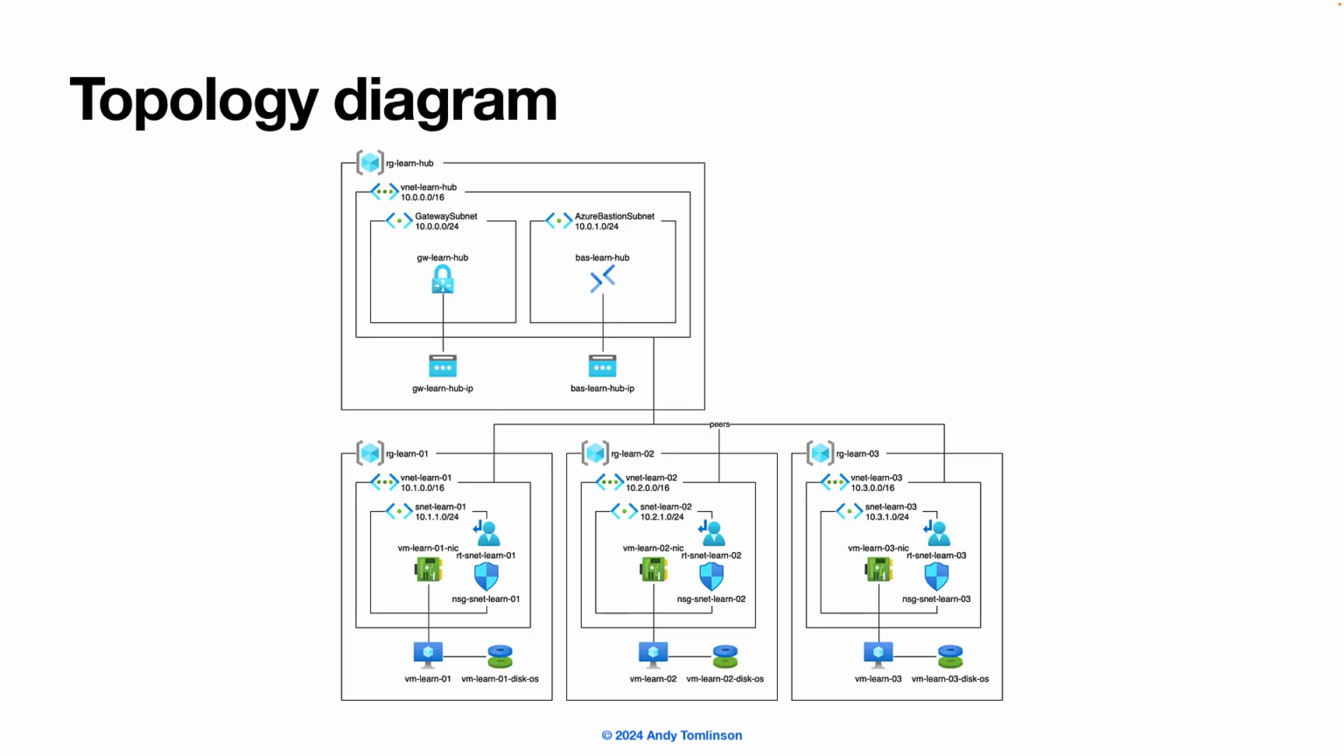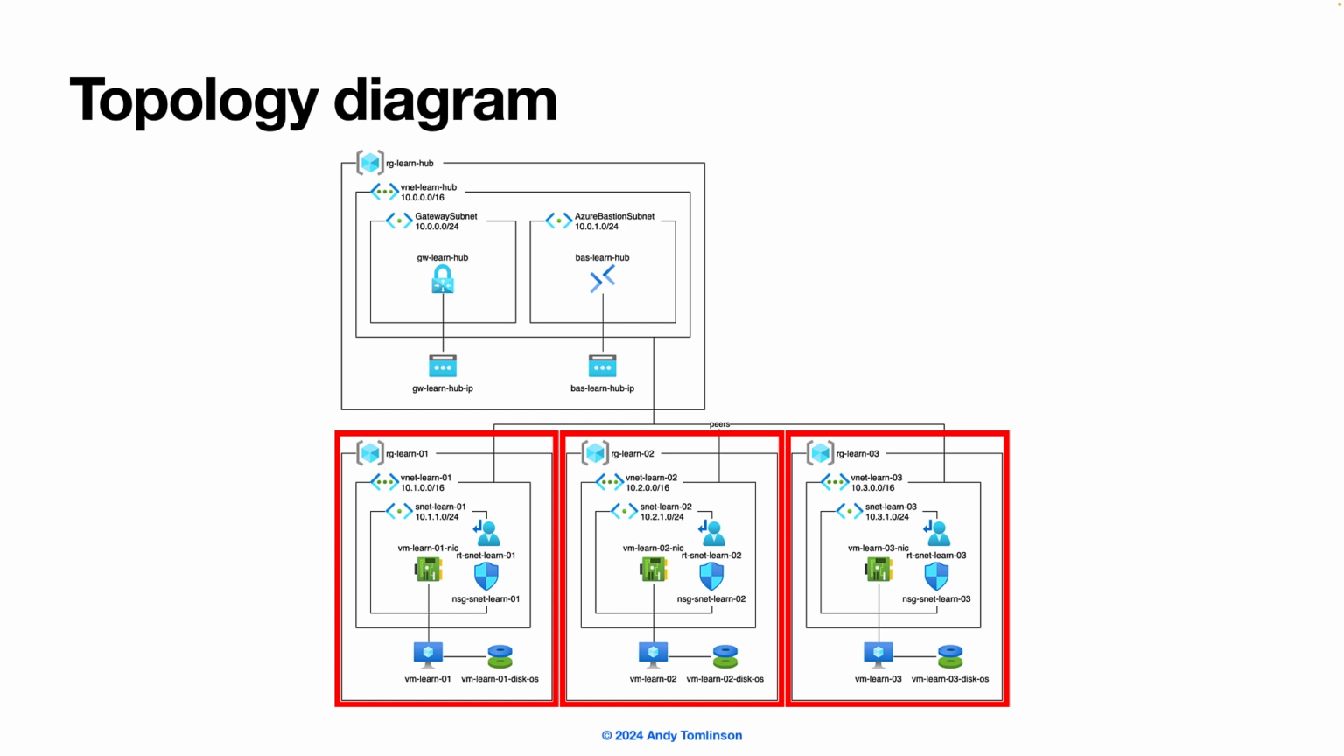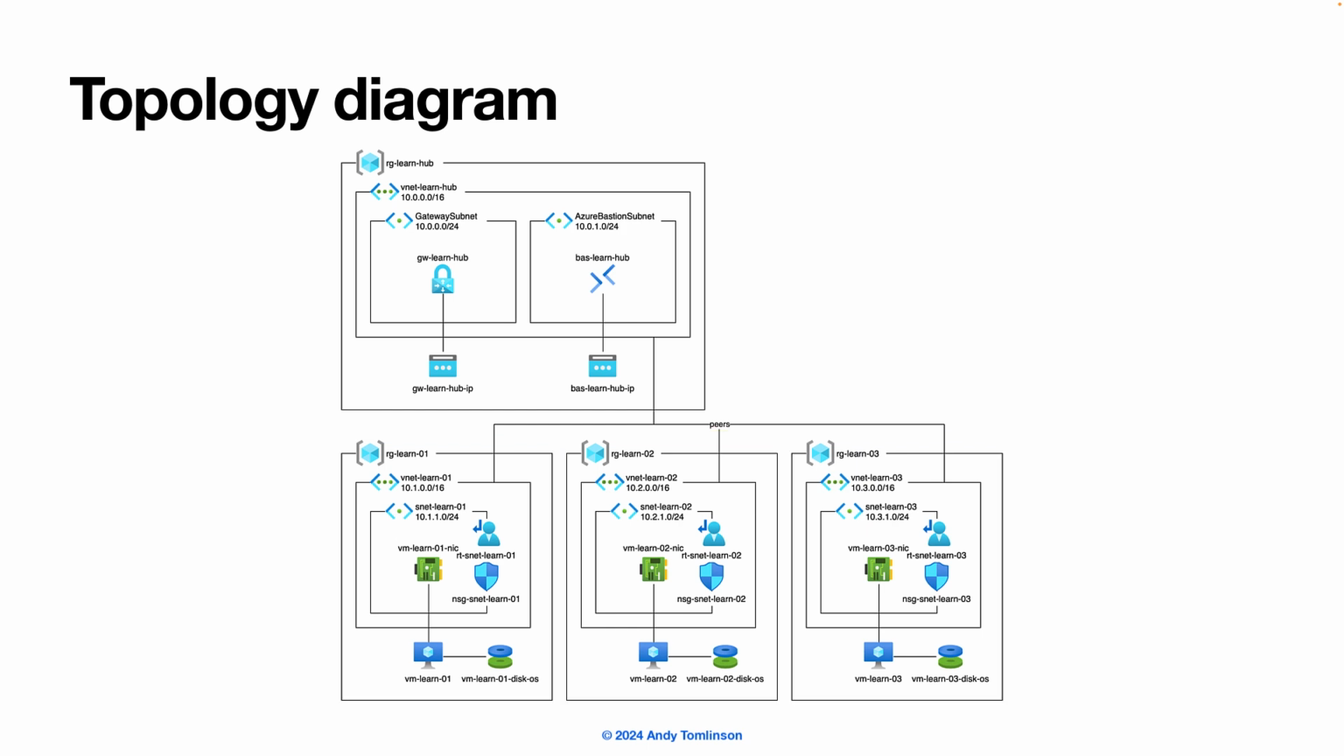Let's review the topology diagram for this lesson. First, let's recap on the resources that we're reusing from the previous lessons. These include the first, second and third resource groups, their virtual networks and their subnets, and their virtual machines and their associated resources. We now also have a hub resource group, a hub virtual network with two subnets.